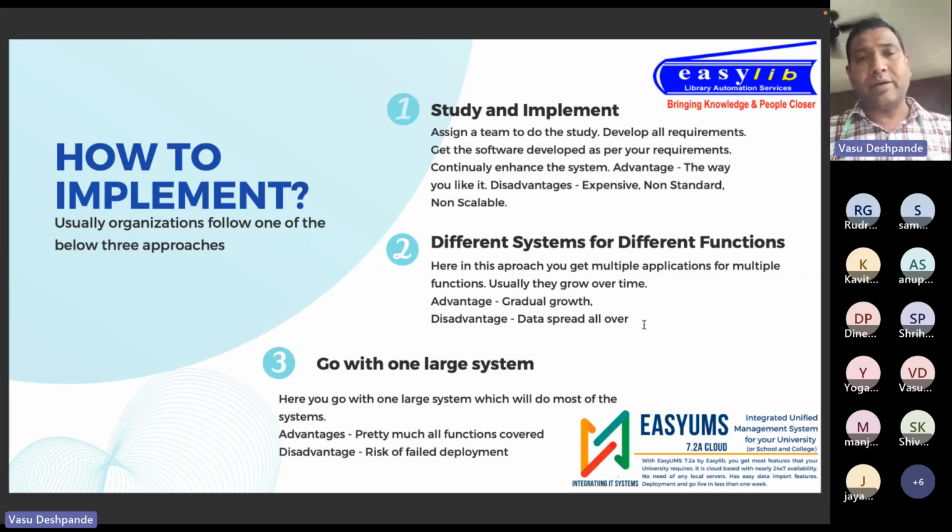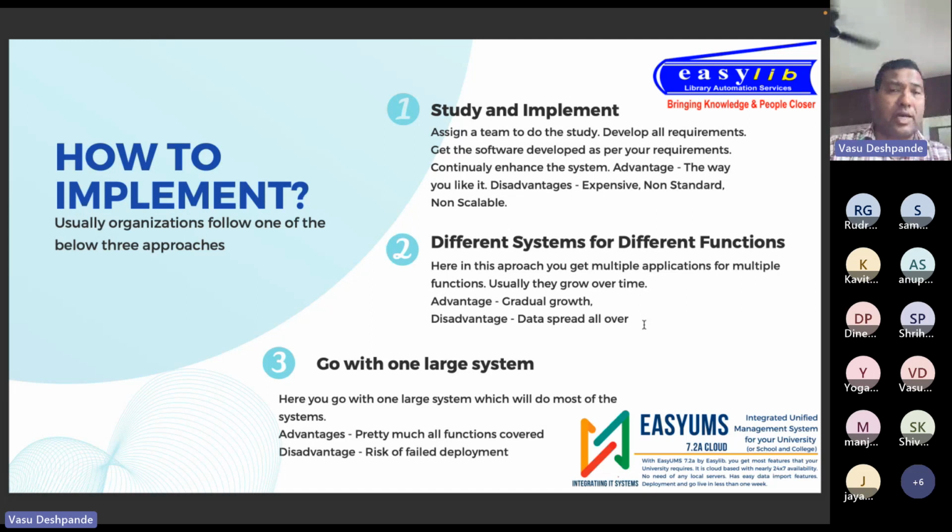And what is the third method? Go with one large system. So pretty much your expectation is this much, and the software does this much. If your expectation is this much and the software does this much, that's well and good. But many times your expectation is this much, and the software does nearly that much, 70, 80, 90% of it.